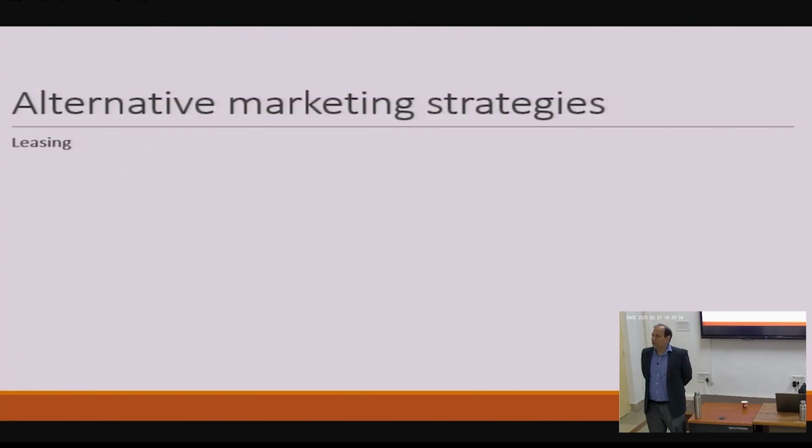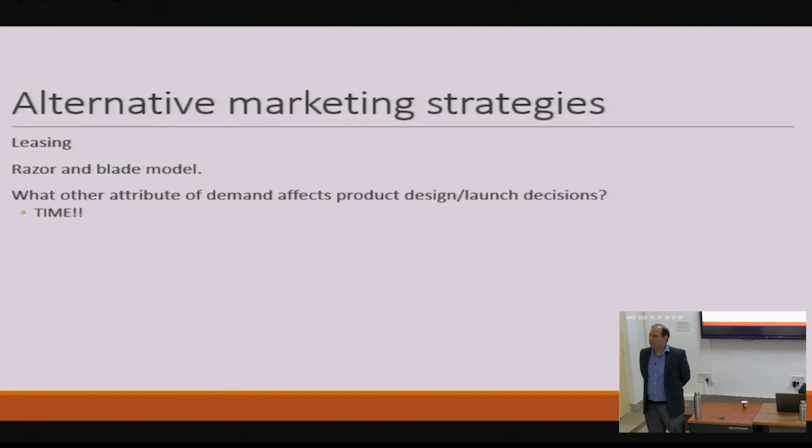So we talked about alternative marketing strategies. We don't have to go over this again. We talked about the leasing models and razor and blade models of product marketing, where a customer buys a product and is then somewhat forced to make repeat purchases of something that goes with the product, right? So printers and cartridges: you buy the printer, now you're forced to buy the same cartridge over and over again, and so forth. And then the other attribute we touched upon last time was time, right?